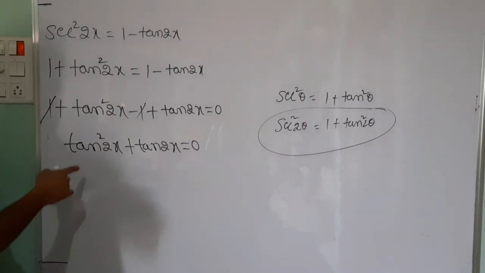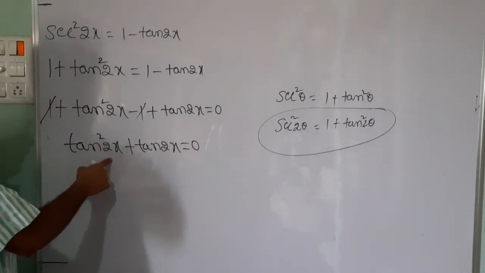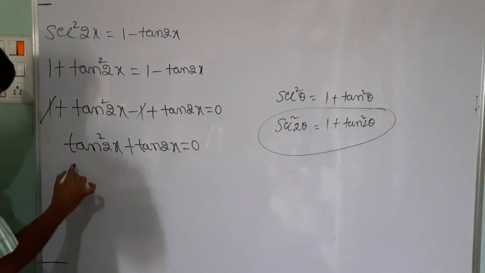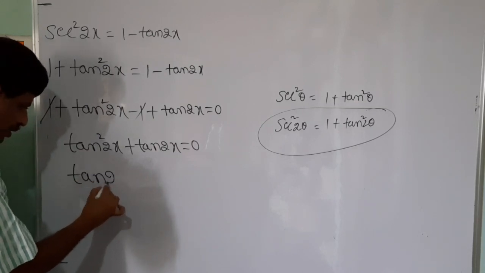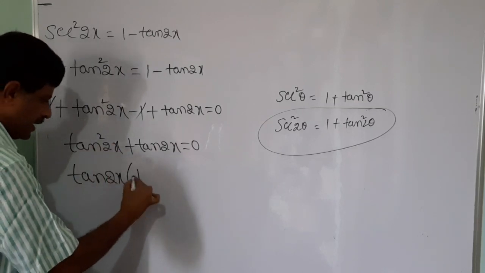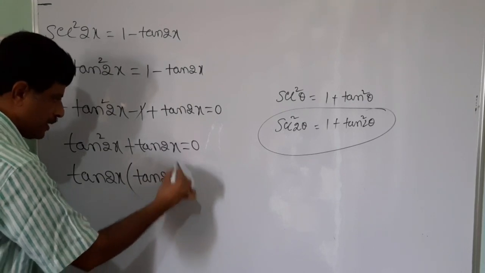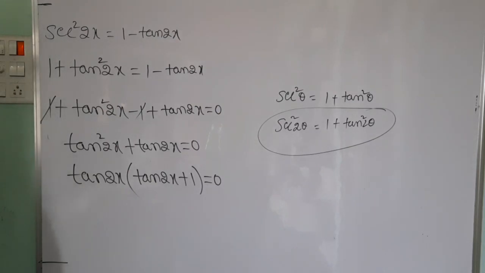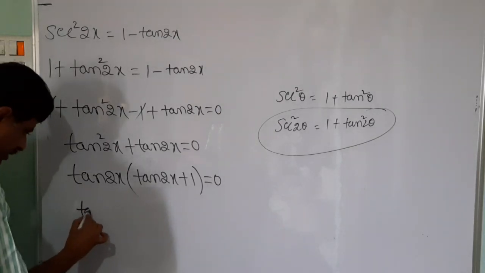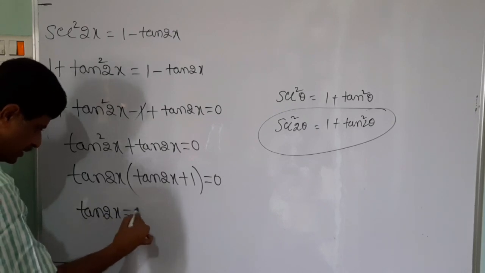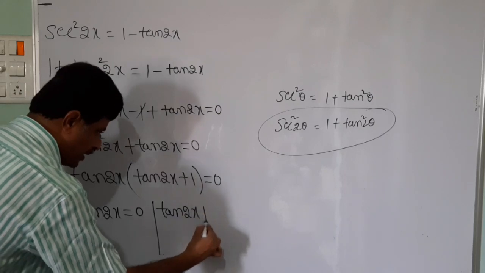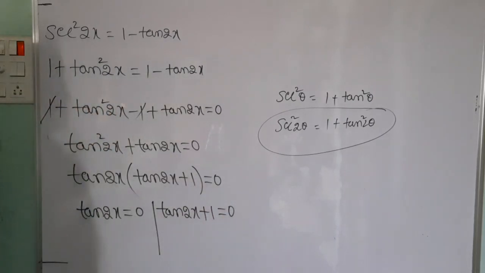Okay. Next, here first term is tan square 2x. Here second term is tan 2x. So that's why you take the common one, common degree. Take tan 2x outside. Remaining here tan 2x plus 1 is equal to 0. Then tan 2x is equal to 0. Another one: tan 2x plus 1 is equal to 0.